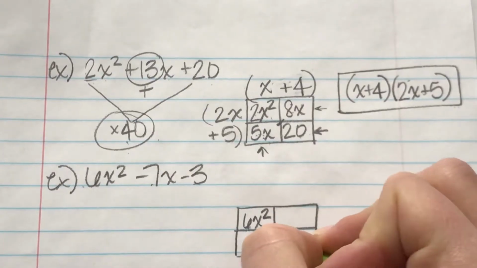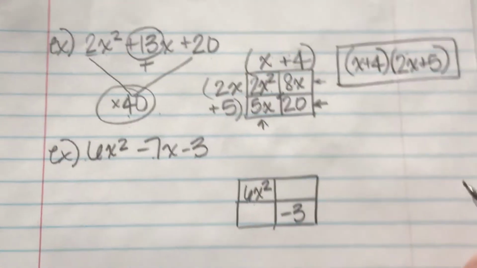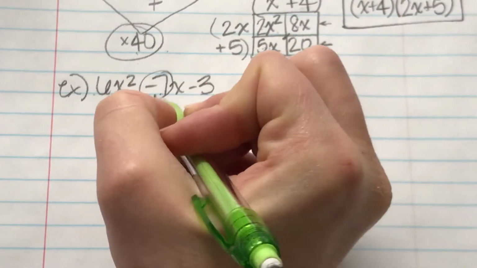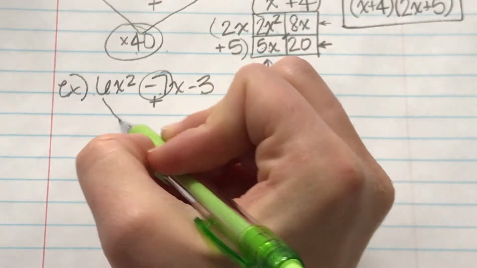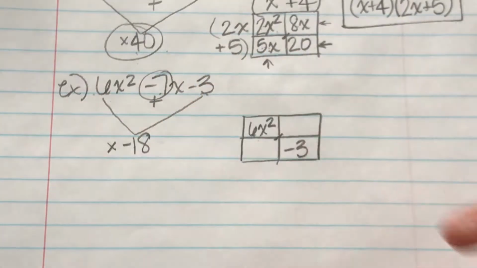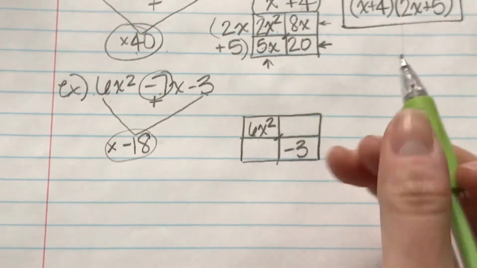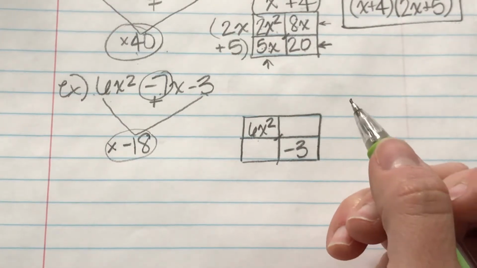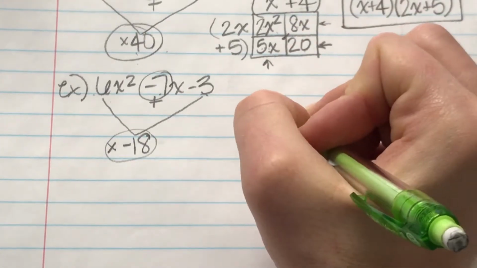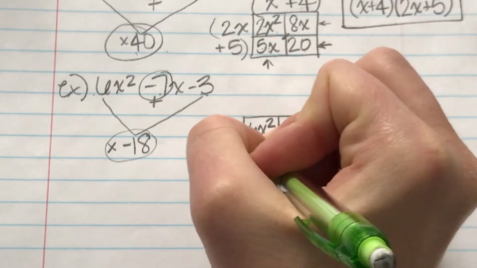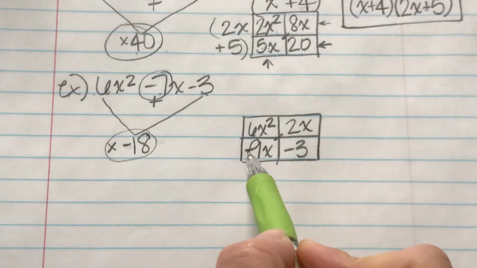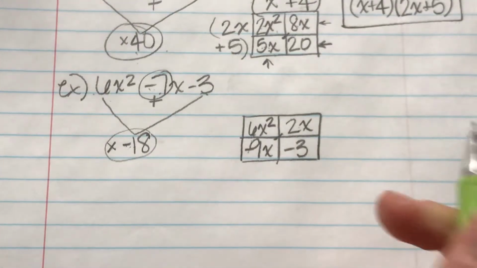First term, first box. Last term, last box. And then the mystery numbers here are going to add to make negative 7 and multiply to make 6 times negative 3, which is negative 18. So I'm going to think about my factors of negative 18. I've got 1 and 18, 2 and 9, 3 and 6, and it is 2 and 9. But I've got to have a negative 9 so that it multiplies to make the negative 18, and the negative 9 and positive 2 will make the negative 7.